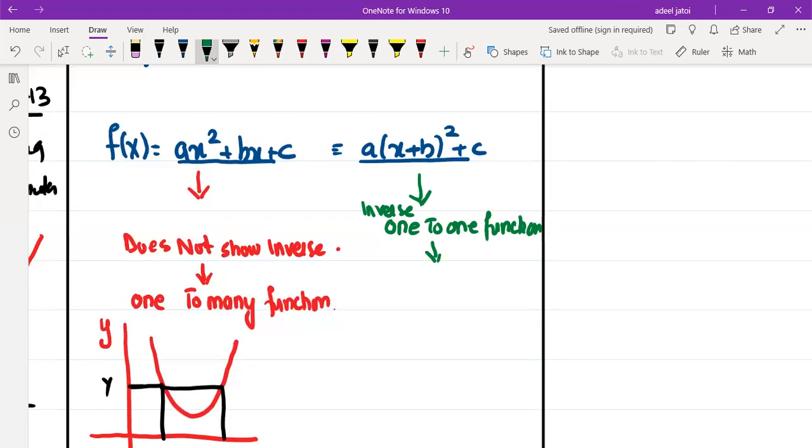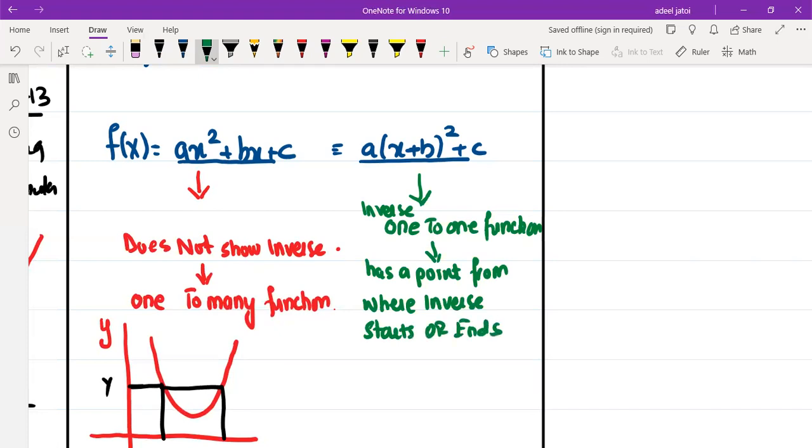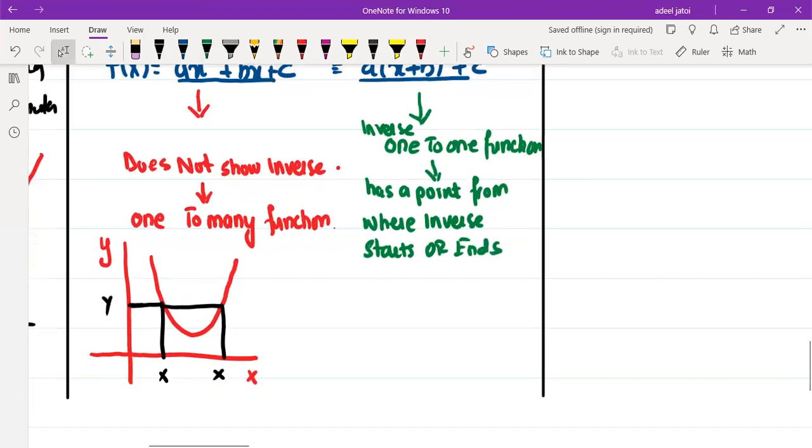And your quadratic does not show an inverse, but the completing the square form has a point from where the inverse starts or ends. Your completing the square form has a point from where the inverse starts and ends. And that point is basically the turning point. That point is your turning point.